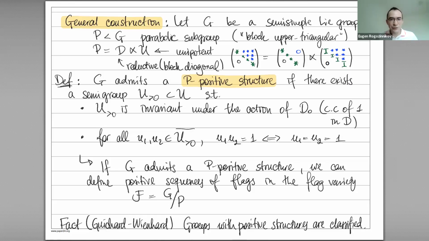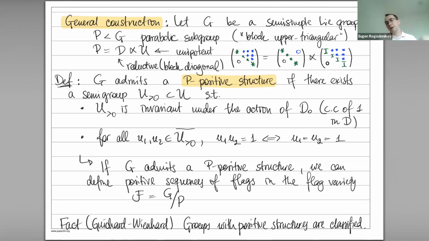And the second condition is essentially that our U positive is as much semi-group as possible. That means that if we take two elements in the topological closure of U positive, then their product is equal to identity if and only if both of them are the identity element. And if the group admits a P positive structure, then we can define the flag variety as the homogeneous space G mod P, and then play the same game.